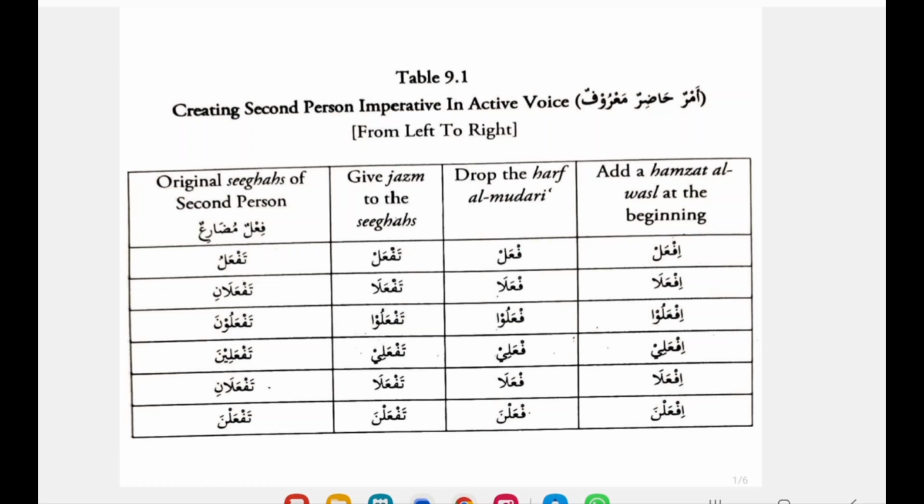Again, if you want to understand it better, you can go back a few seconds and listen to that again. So those are the three steps: give jazm to the sigha, drop the harf al-mudari', add a hamzatul wasl at the beginning.